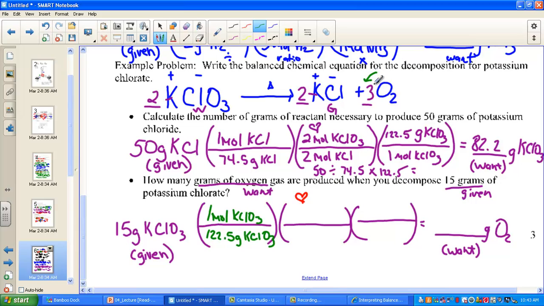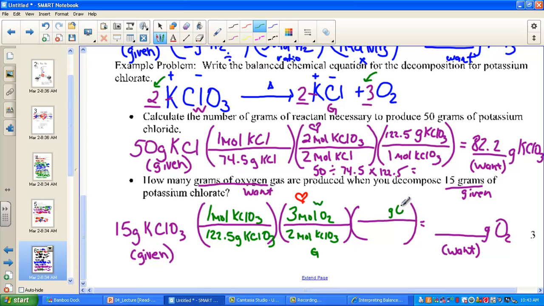We want to know oxygen. See how our calculated want is oxygen? Its coefficient is a 3. The given quantity has a coefficient of a 2. Think want over given calculated quantities. So our stoichiometric ratio is 3/2.